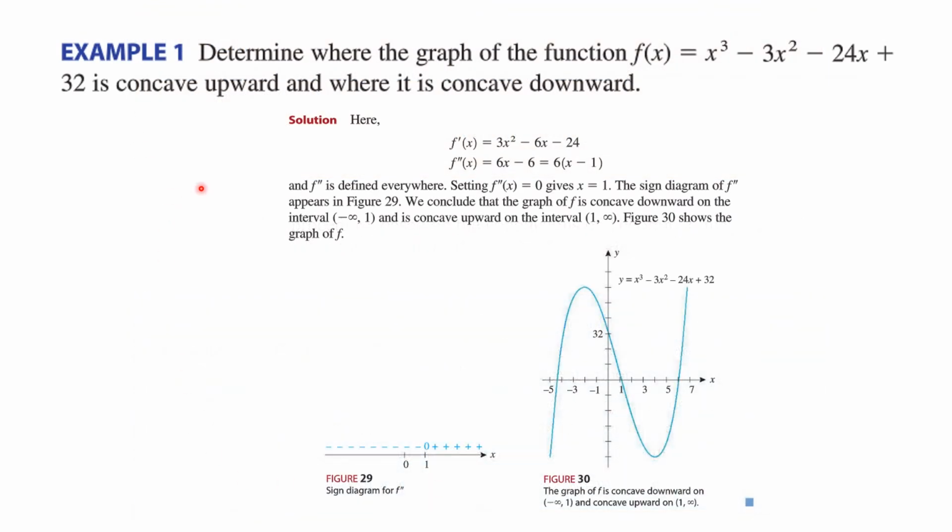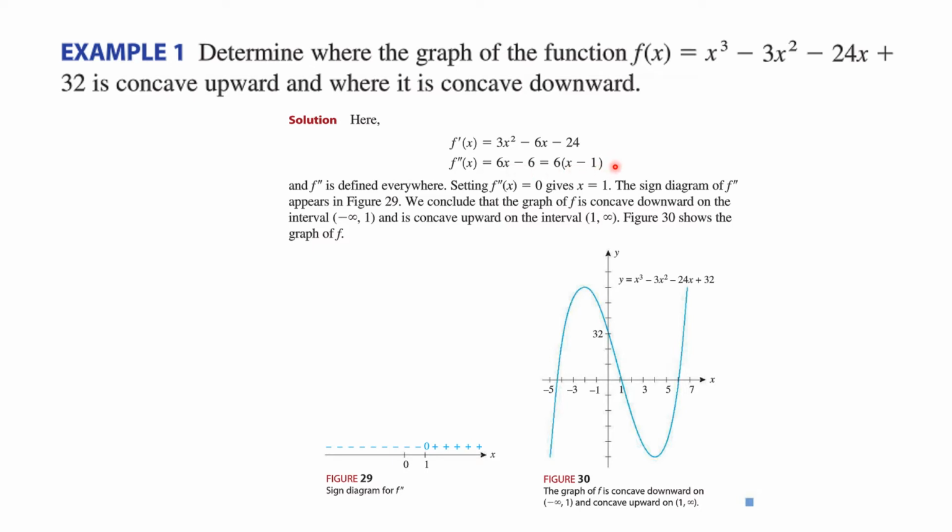So let's do a problem here. Determine where the graph of y equals f of x, this is a cubic function with a plus 32 on the other line, is concave up and where it is concave down. So we'll take the two derivatives. When we take the first derivative, we will get this. Make sure you can do these calculations. When we take the second derivative, we will get this.